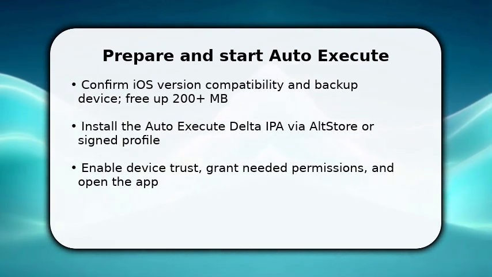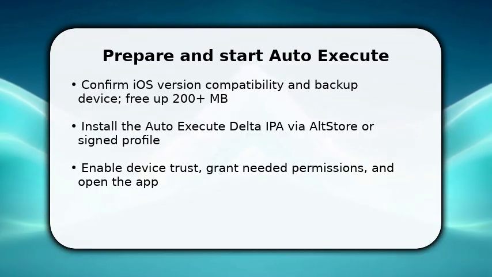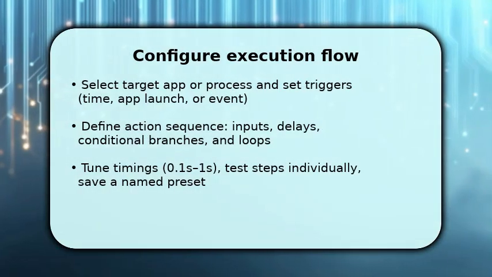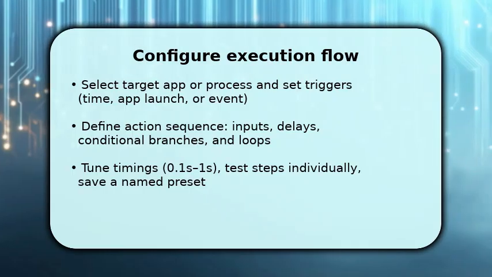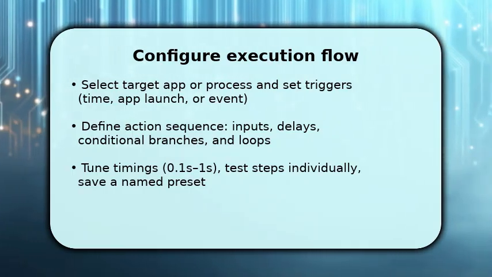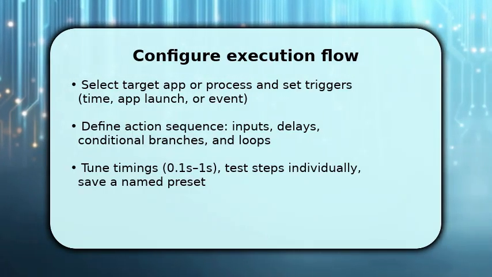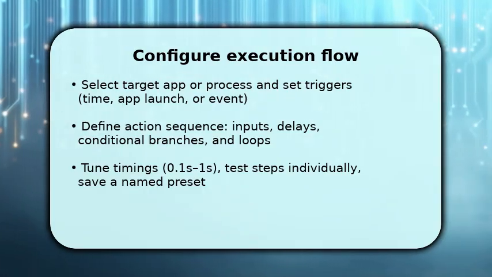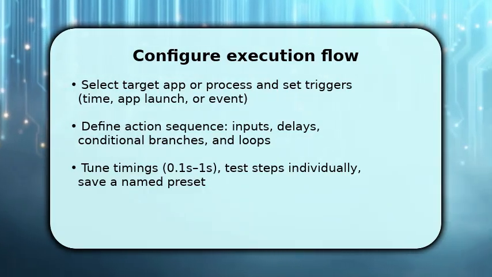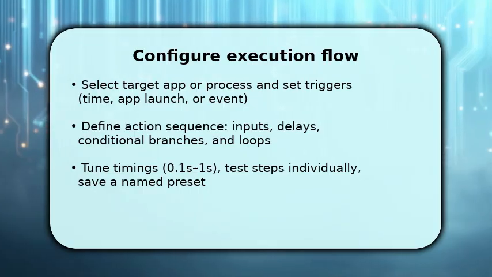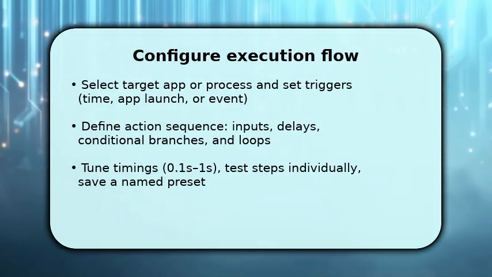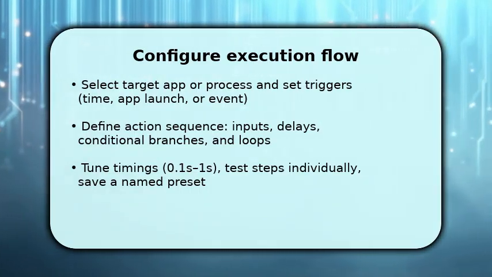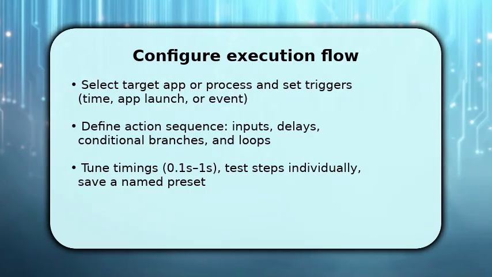Now you configure the execution flow by selecting the target app or process and choosing triggers like scheduled time, specific app launch, or system events. Then define the action sequence, simulated inputs, precise delays, conditional branches, and loops so behaviors change dynamically. Be attentive to timing. Adjust delays between 0.1 and 1 second where needed to match UI responsiveness.